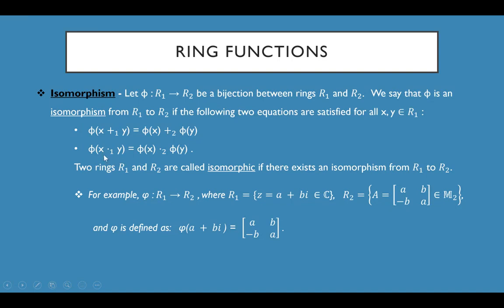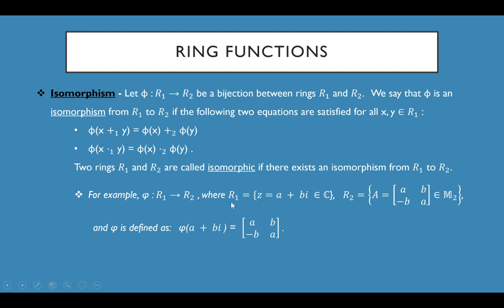Multiplication, similarly, if we want to multiply two elements in our first ring and then apply the phi function, it's equivalent to applying the function first and then using multiplication from ring 2. So we can say that ring 1 and ring 2 are isomorphic if there exists an isomorphism from one ring to the next. And I have an example.